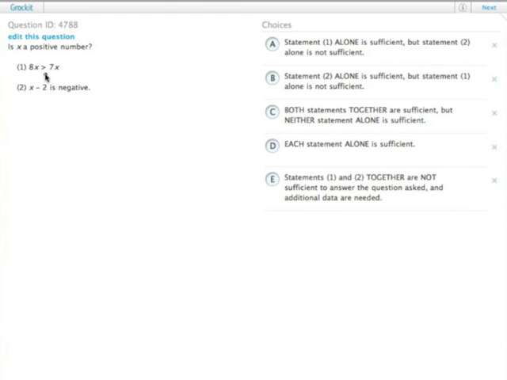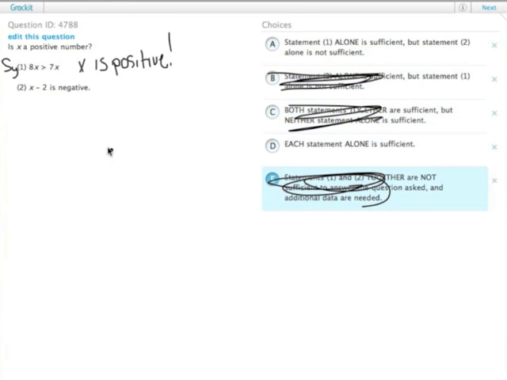8 times a number is greater than 7 times a number always, as long as that number is positive. So basically, statement 1 is telling us that x is positive, which is sufficient to tell us yes. So we can cross off 2 on its own, as well as the ones that rely on them both being insufficient.